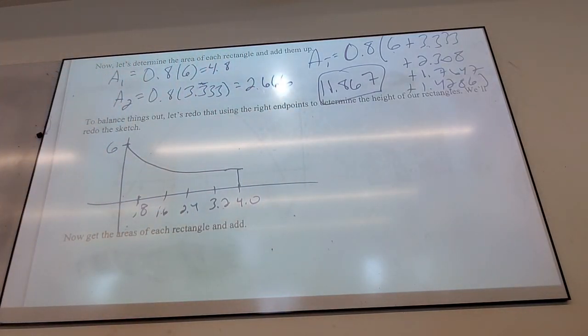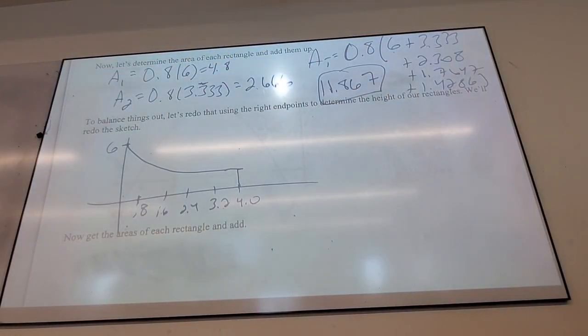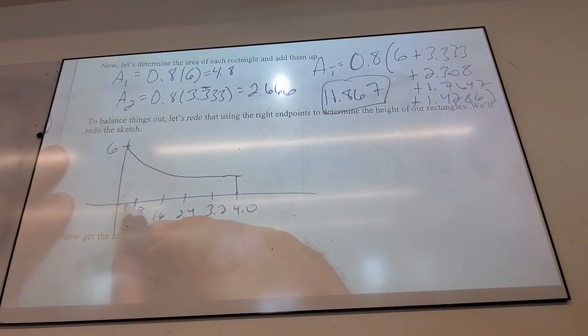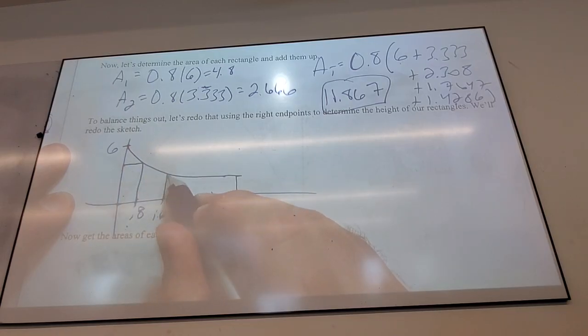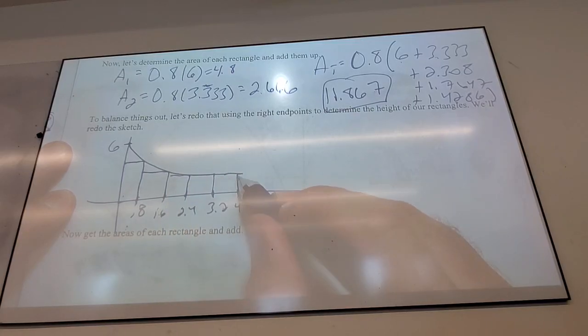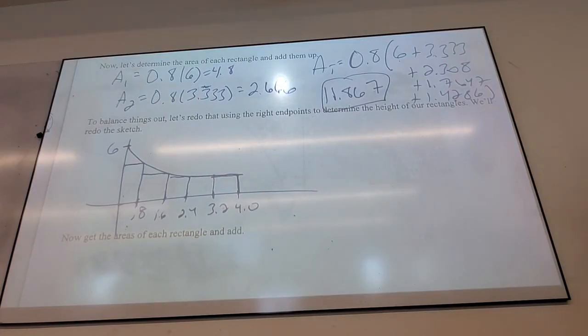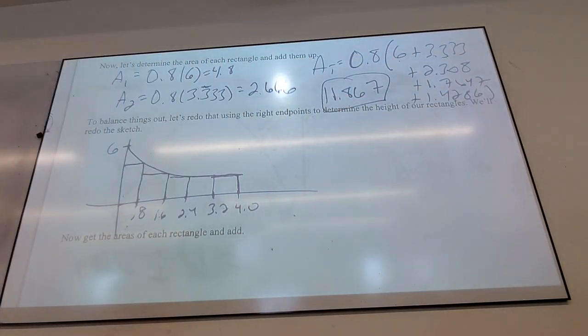Now when I draw in my rectangles, here's how I do this. If I'm using right endpoint, I go to the right side, I go up. When I hit the function, I go over. Make my little rectangles. And like we said, every single one of those underestimates.